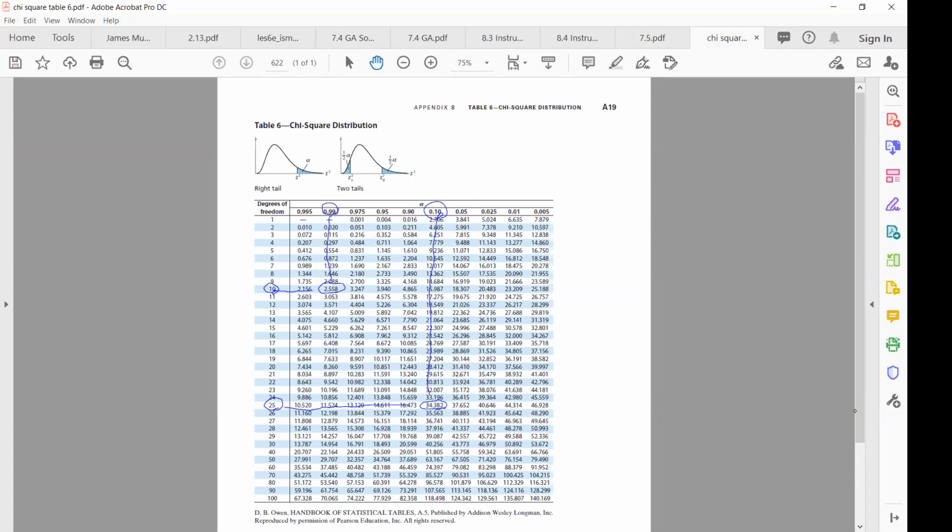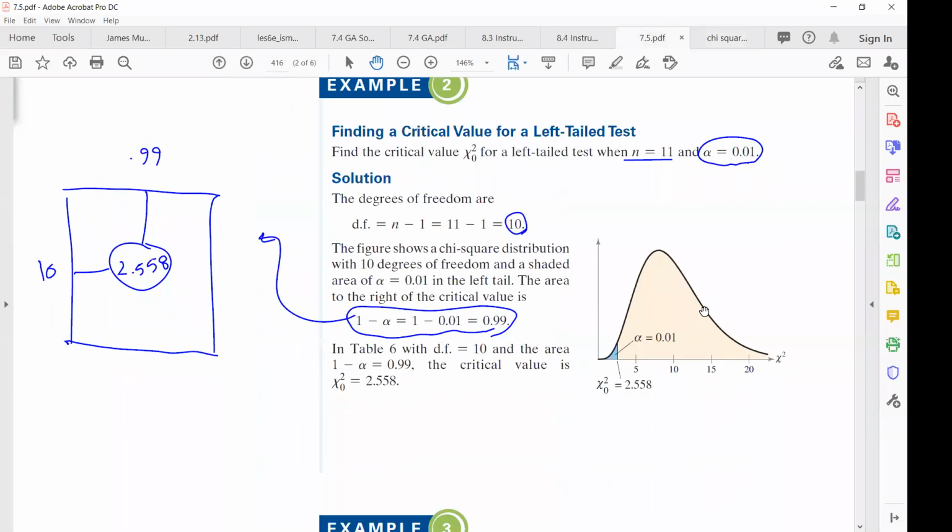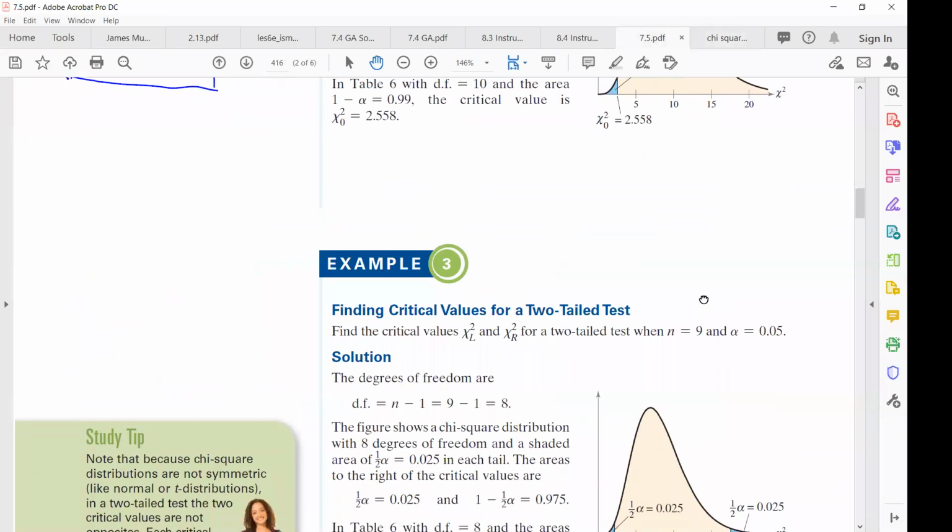2.558. That's your critical value. Very well. What if we have a two-tailed graph?